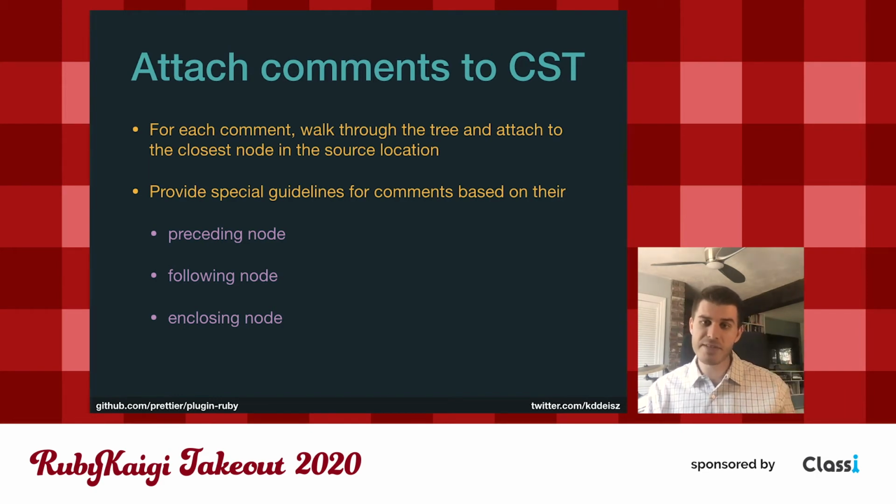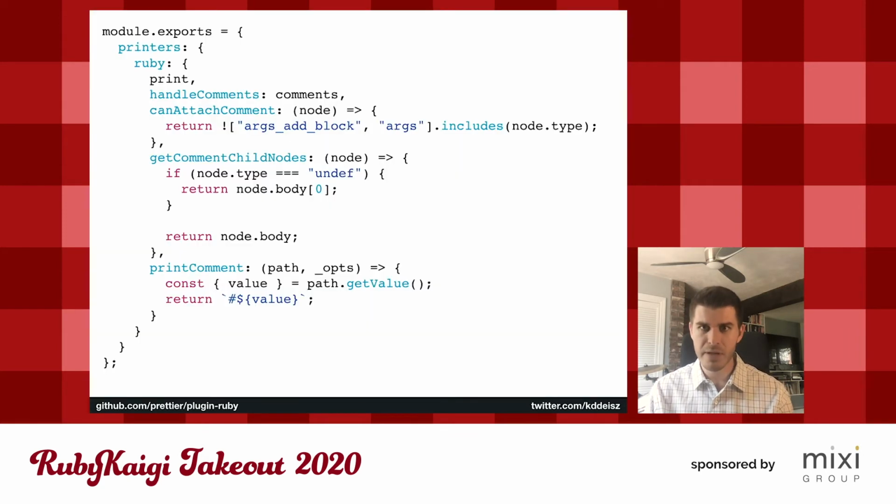So you can think of this like if we had a comment on the 2 in 1 plus 2, and we had a binary node overall, the binary node would be the enclosing node. The preceding node would be the 2, and the comment would be after that. So we can provide guidance to Prettier.